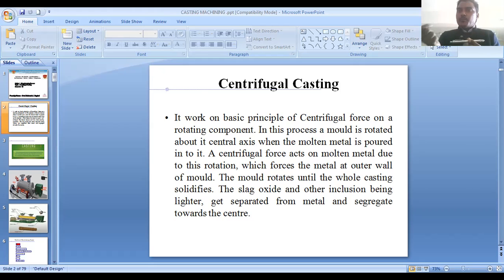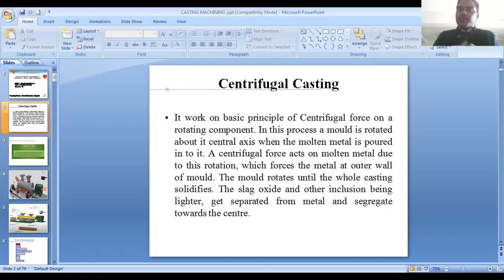And what is the rotating component in centrifugal casting? The mold rotates. You can see in this slide, in this process, the mold rotates about its central axis when the molten metal is poured into it. So first we understand what the centrifugal force is: when a body rotates, a centrifugal force acts outward.